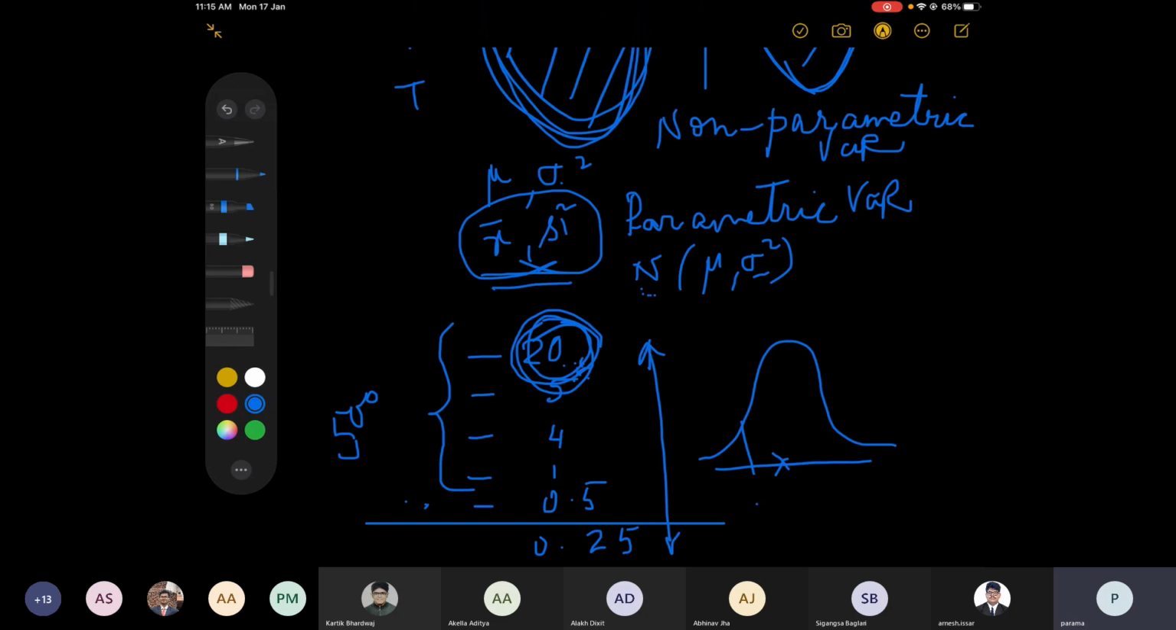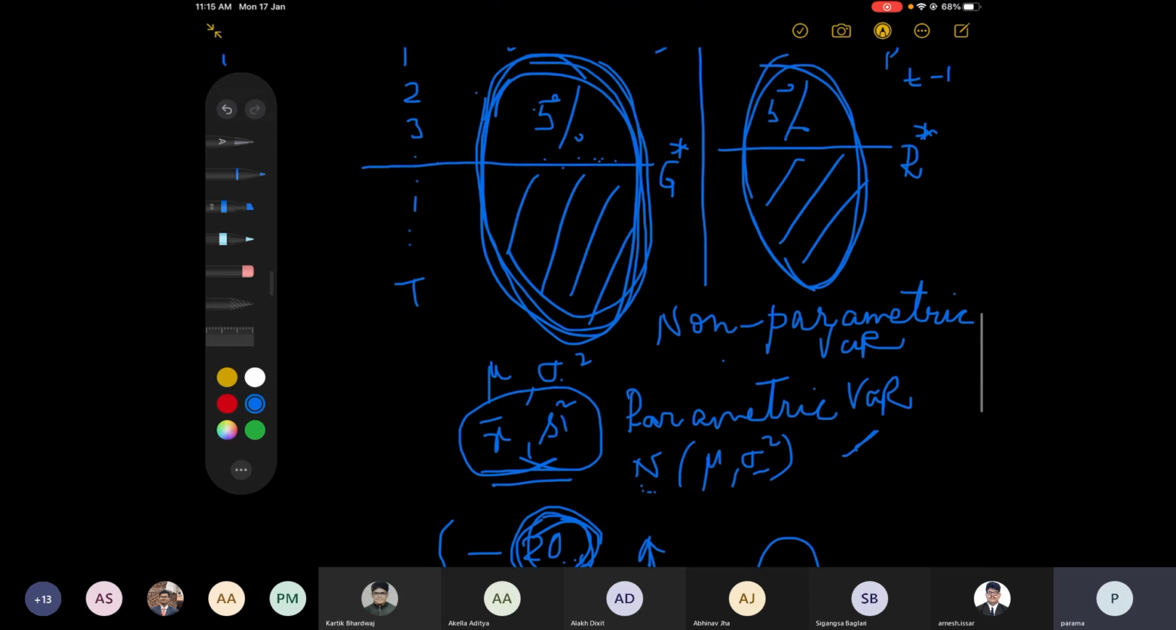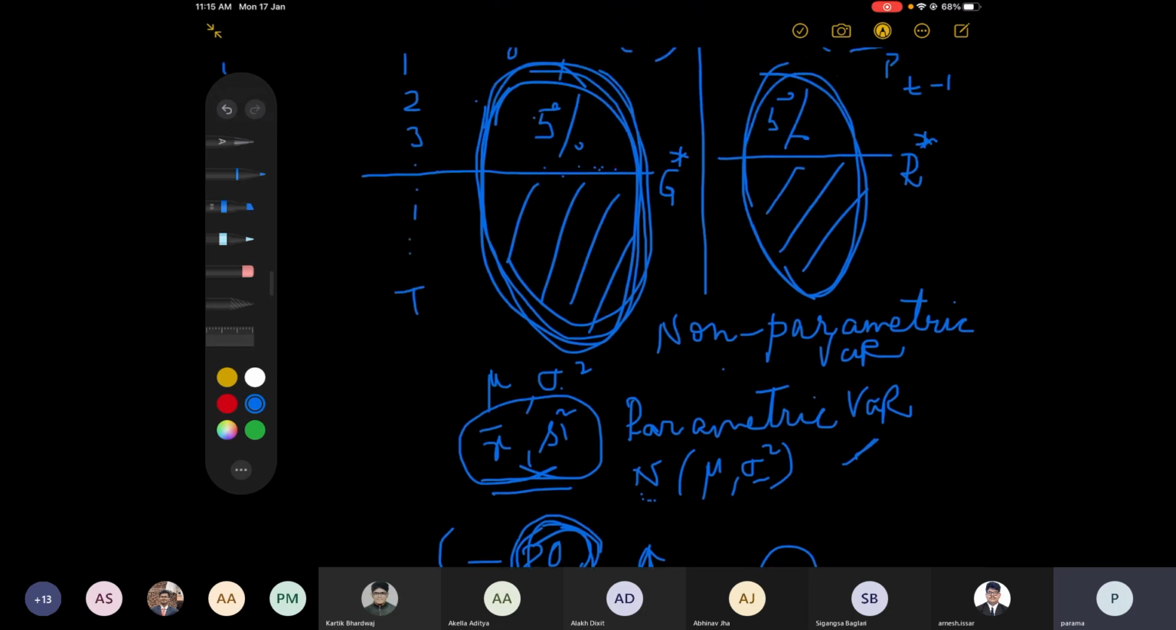The basic argument in favor of the parametric VAR is this: the non-parametric VAR does not take into account the entire data set. It only checks, because you have sorted the data. Suppose you had 500 data points here. That is, T was equal to 500.